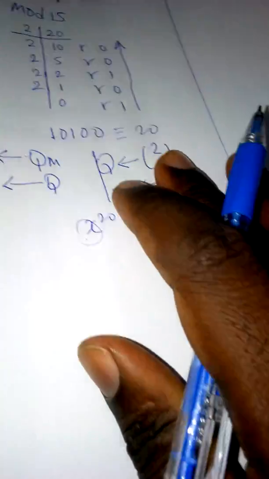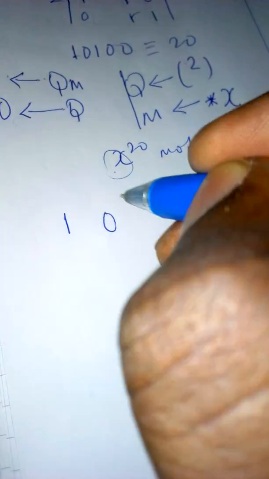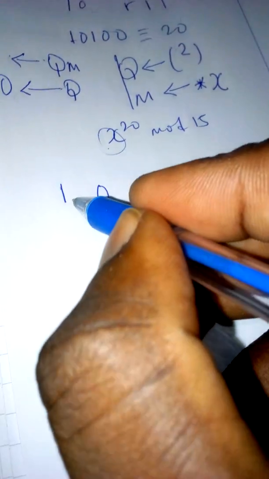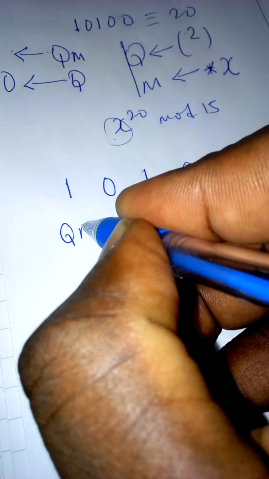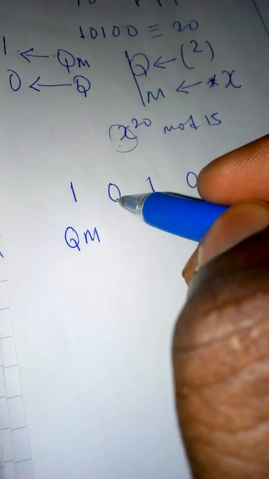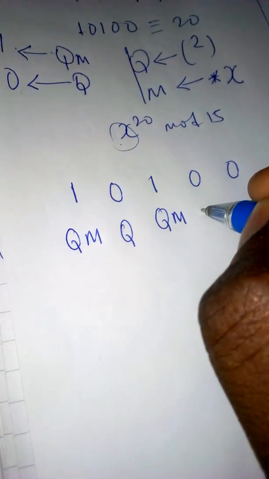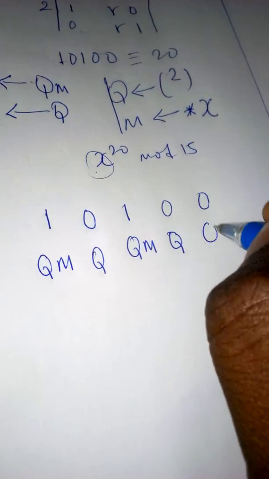So now you start your work. First, you need to spread out your binary numbers, like we have 1, 0, 1, 0, 0. QM represents 1, so wherever you see 1, you remove it and put QM. Wherever you see 0, you remove it and put Q. This should be Q, and this should be Q also.